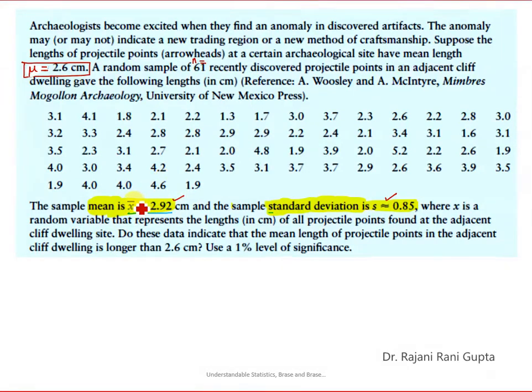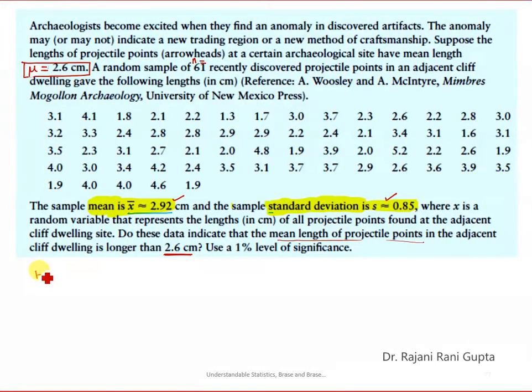So suppose the sample mean and sample standard deviation is not given to you, you are still able to find the values by using the formulas. Okay, now do these data indicate that the mean length of projectile point in the adjacent cliff dwelling is longer than 2.6 centimeter? So we now make a testing about the mean length of the projectile points.